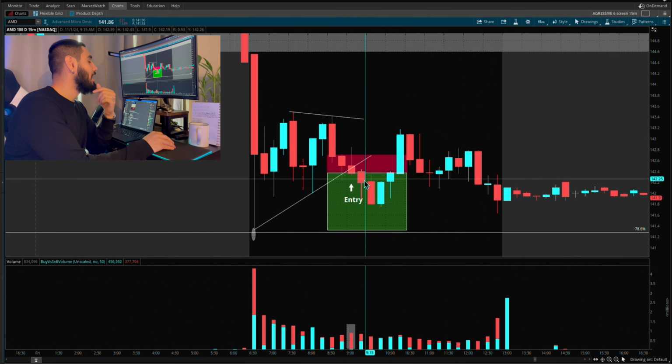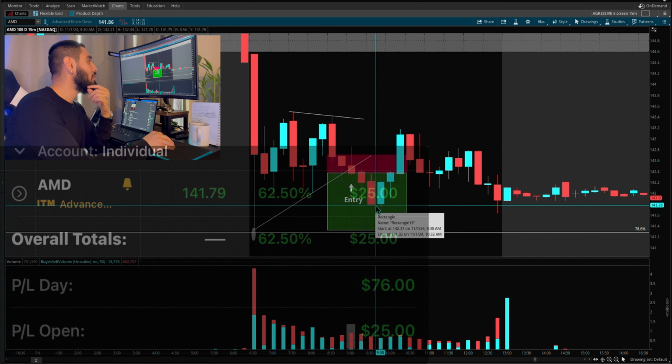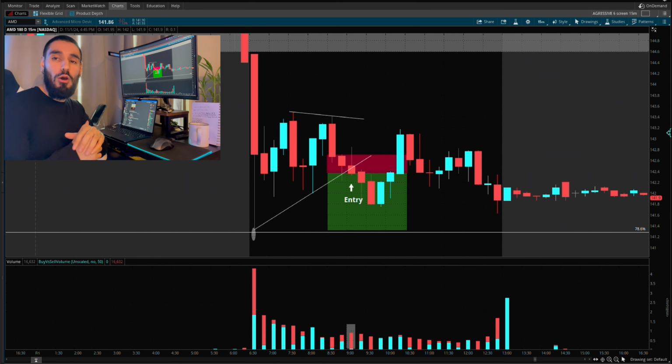Mind you, the next 15 minutes after I sold, we saw 62% here. But I was shooting for that price target, which probably would have been over 100% gain. Medium risk, high reward. That's what we're shooting for.